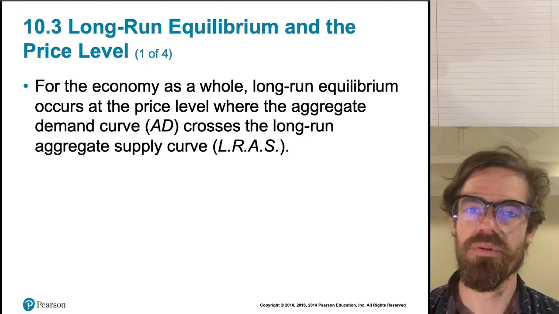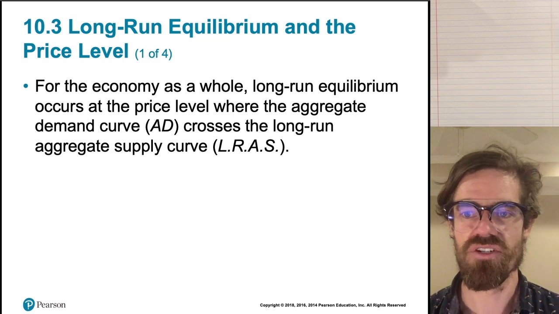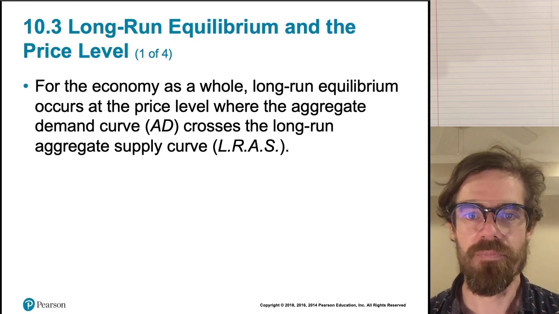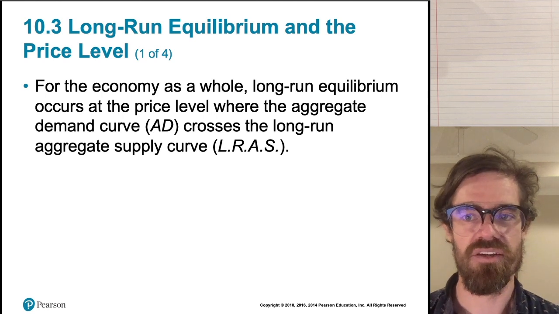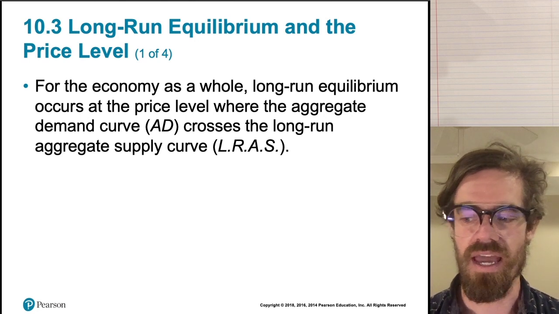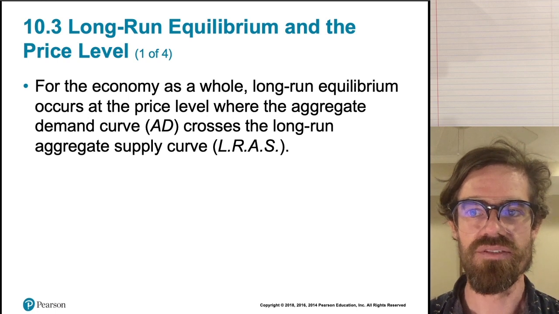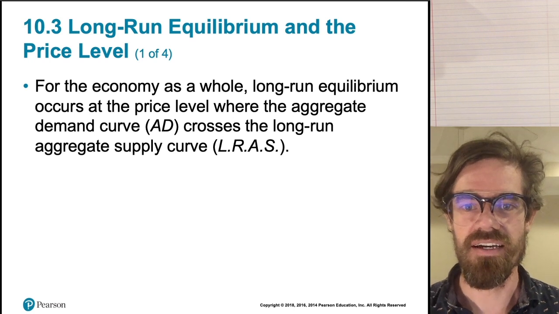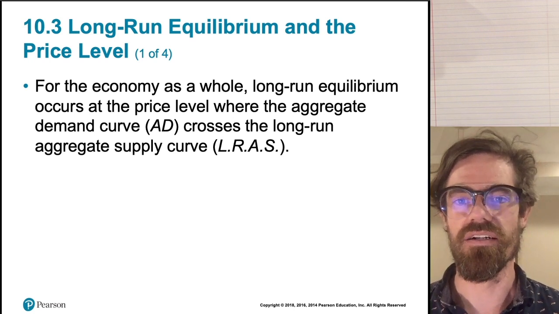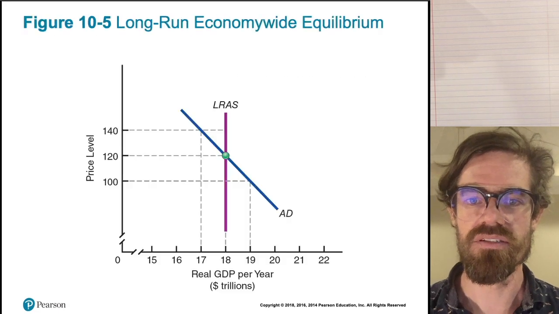Okay, now we're going to put the two pieces of the model together and look at long-run equilibrium and how it determines the price level. So for the economy as a whole, long-run equilibrium is just when the aggregate demand curve intersects the long-run aggregate supply curve. Very similar to our supply and demand model in Chapter 3. So graphically, this is really simple. We just find where our aggregate demand curve and long-run aggregate supply curve intersect, and that tells us where long-run equilibrium is.